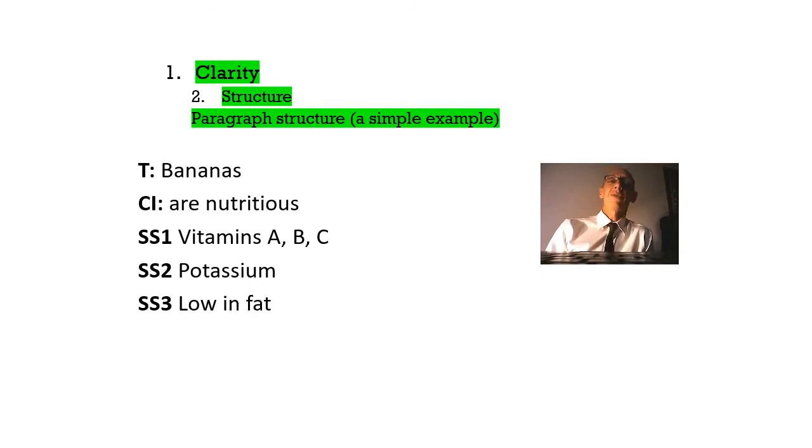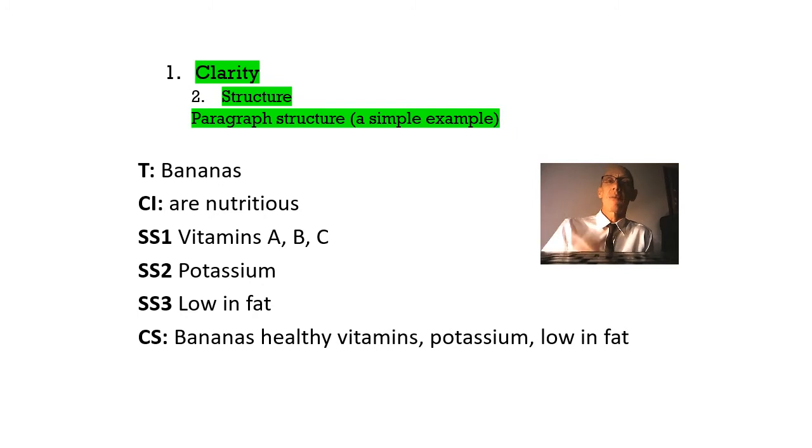Okay, so there you've got low in fat being my third point. After that, you need a concluding sentence, which is: bananas are healthy, they contain vitamins, potassium, and they're low in fat. So I've gone back to my original idea and added the development from the paragraph. Very simple. That's okay. Simple is often a brilliant thing. So it's really good if you start with something simple, and then you can work from that.